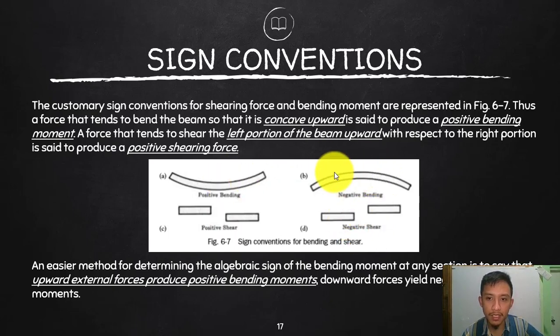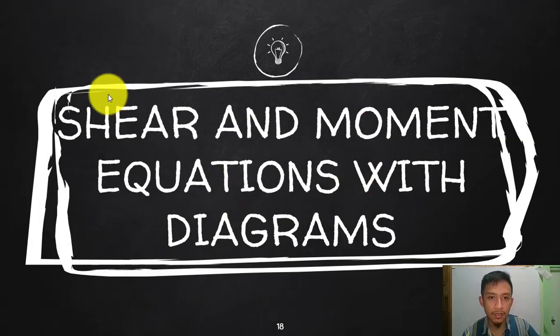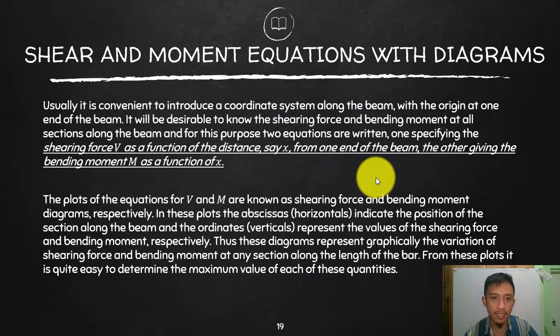The same thing with your bending. If that will try to bend the beam and that will concave downward, then that is a negative moment or negative bending moment. Okay, so we will now be having your shear and moment equations, together with the diagram.